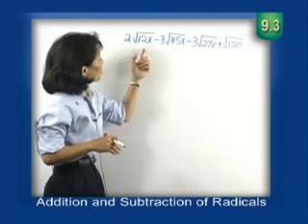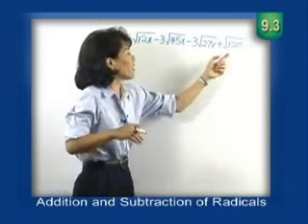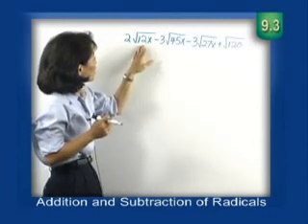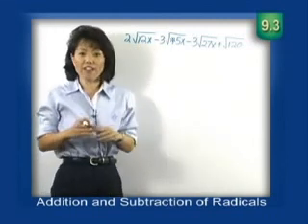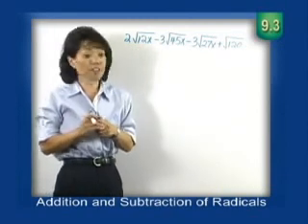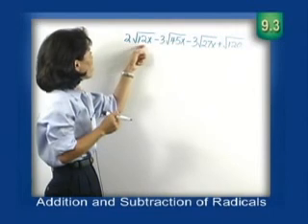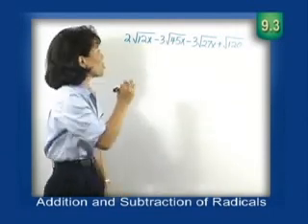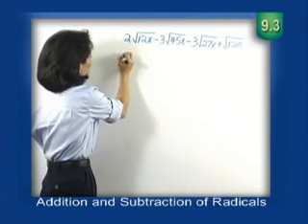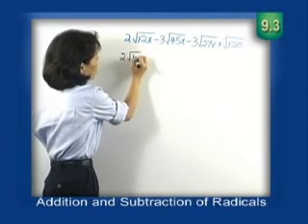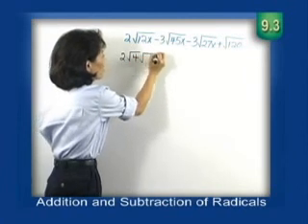We notice right away that these are all very different. What we're going to do then is we're going to look to see, are there any factors of the radicands that are perfect squares? In this case, I see that 12 has a factor 4, which is a perfect square. So I'll rewrite this as 2 times the square root of 4 times the square root of 3x.